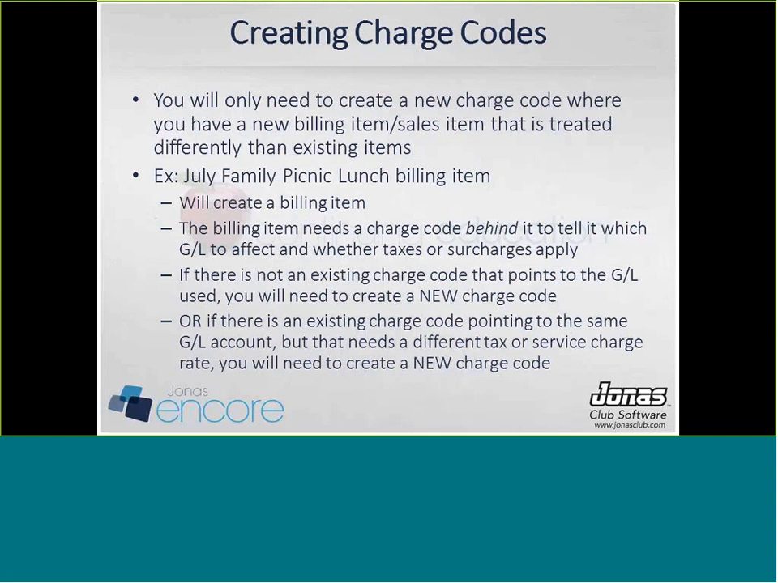So in the example of a July family picnic lunch billing item, you'd create a billing item for this July picnic billing. The billing item needs a charge code behind it to tell it what GL that revenue should go to and whether it's taxable or service charge or gratuity. If there's not an existing charge code that points to the GL, then you need to create a new charge code. But there could be an existing charge code, say club event revenue, that already exists because you probably have a Mother's Day brunch billing item or Halloween dinner or father-daughter dance. Those are all club events that go to the same general ledger account because chances are you don't have a July picnic lunch GL account.